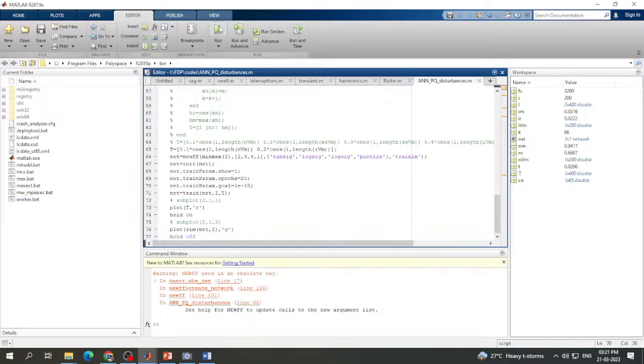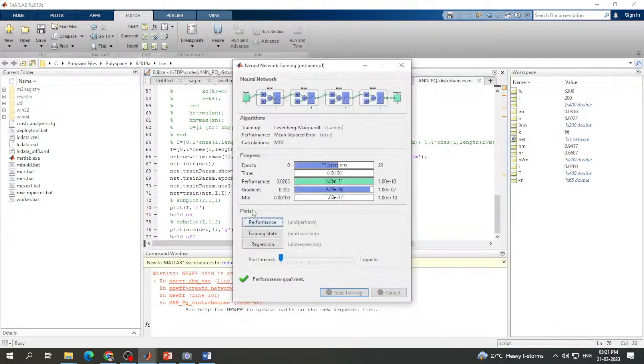I am again training the system. See here, error level now came to 10 power minus 11 and that too in 11th iteration. I didn't change any parameter. 20 previously was there, it was minus 10. Previously it stopped because of 20. Now it has stopped because of the error level. So with ANN anything can happen, based upon your environment and your system. So regression is obviously very good.